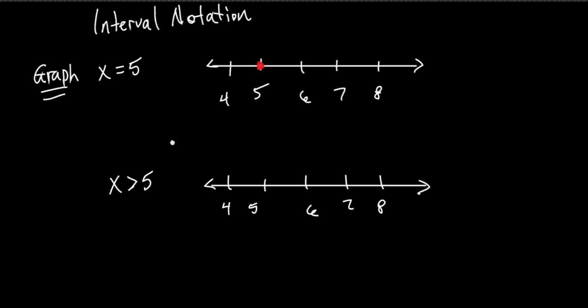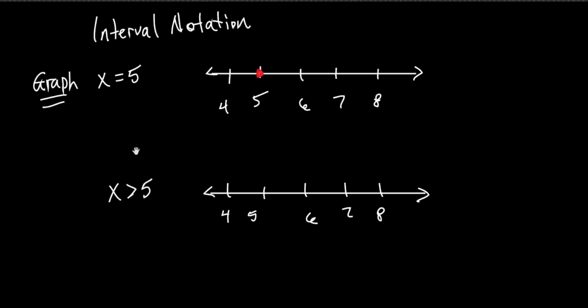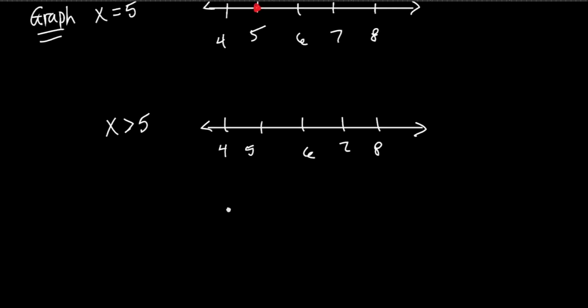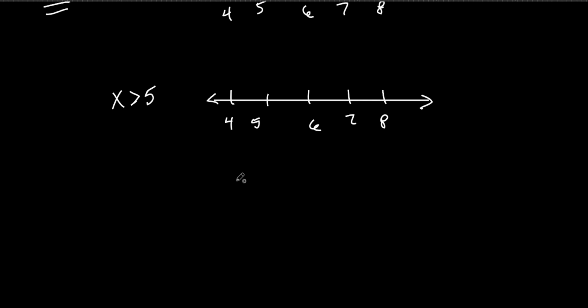We're making it a little bit fancier. We're going to use this thing called interval notation. And this is what interval notation does. Instead of an open circle, we use a parenthesis. Instead of a closed circle, we use a bracket. That's really the only difference.